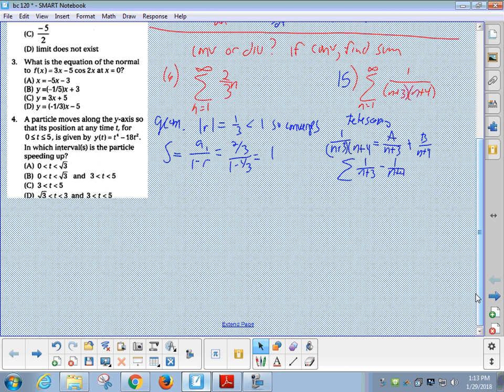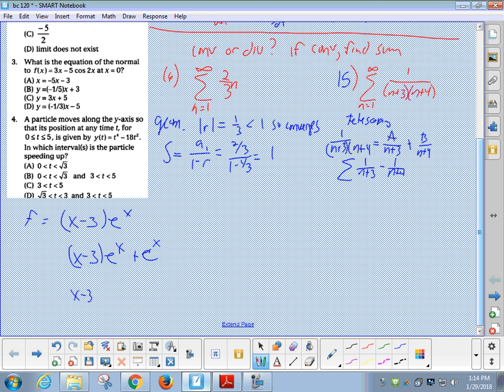Because of the importance, I'm going to say, in AB, they had a problem like this, and part B was, where is it increasing and concave up? I had a handful of people say, okay, I guess I need the first derivative: (x minus 3)e^x plus e^x. Boom. Then the second derivative: the derivative of that is (x minus 3)e^x plus e^x, plus e^x. Cool.